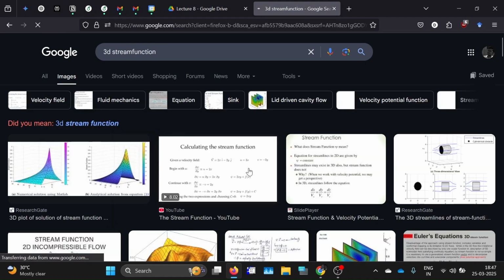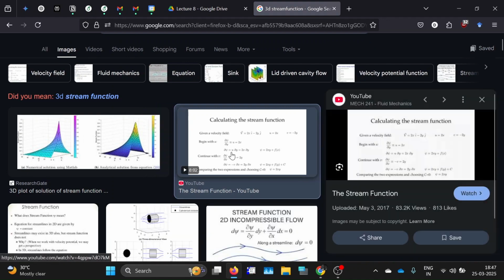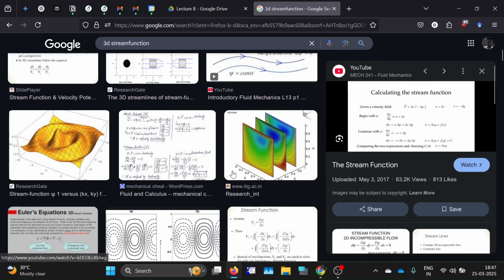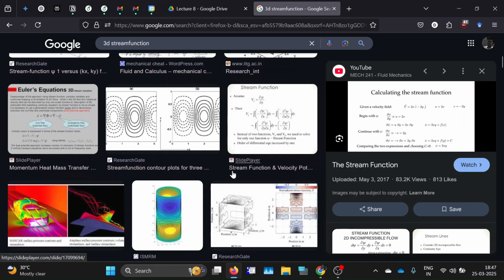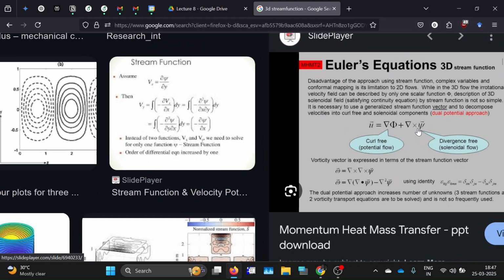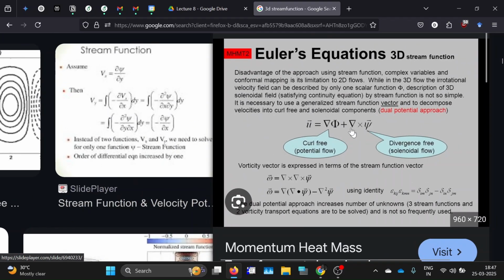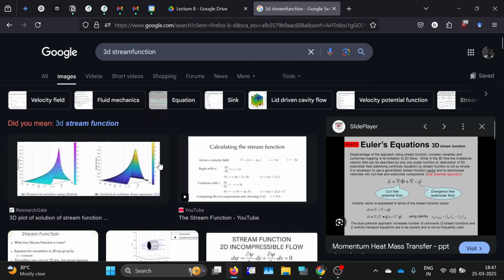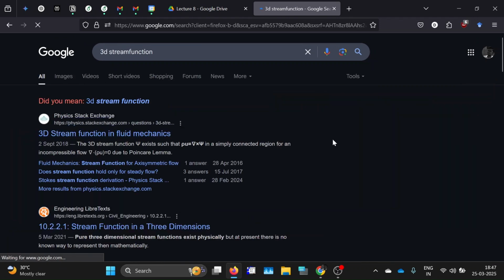3D stream functions. This is in 2D. See, Euler's equation in 3D has used psi in 3D as the stream function. So there is a definition. You can check the book on fluid mechanics by Kundu and Cohen. It's there.